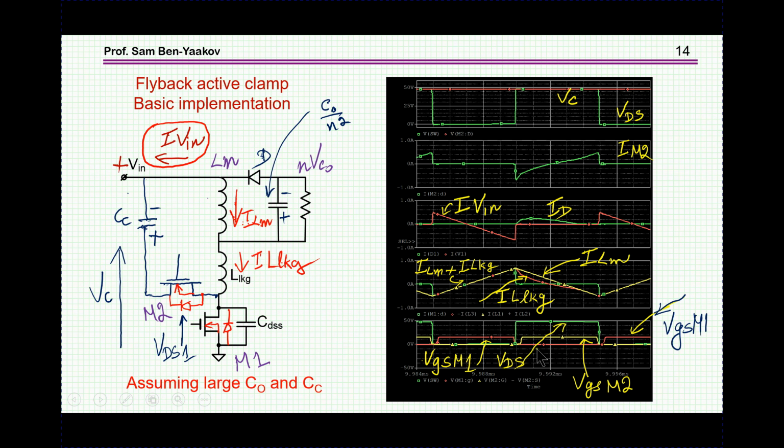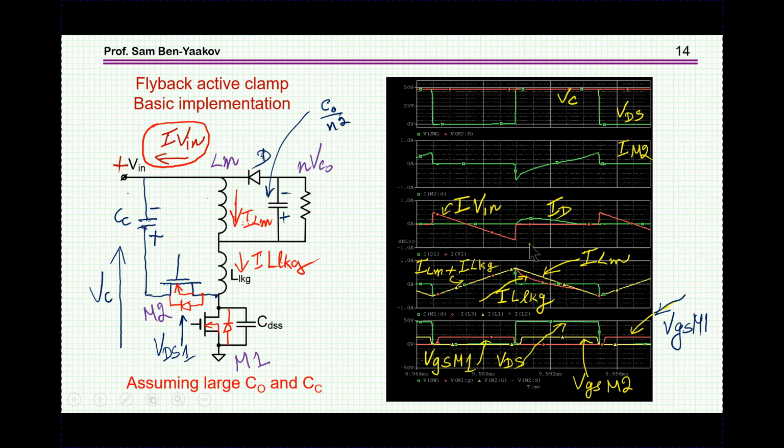We'll talk about it. And they're coming here in alternate fashion, except for the dead time. One is the complementary of the other. And then I'm showing here the voltage across the main transistor. Obviously, it will build up when the gate is low. When the gate is high, the transistor is conducting, and VDS is low.